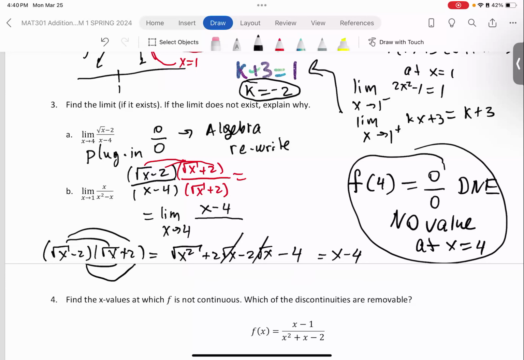Maybe how about this? Are you familiar with this formula? A minus b times a plus b equals a squared minus b squared. Is that okay? Difference of squares, right? So when you see a conjugate, you have one squared minus the other squared. Do you see it? Then it's the square root of x minus 2 and the square root of x plus 2. That kills the square root.